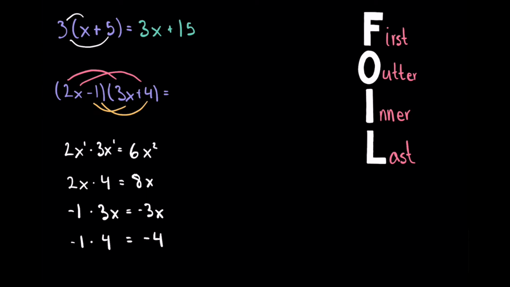All right, perfect. Let's write these out in order. So we have 6x squared, then plus 8x, and then minus 3x, and finally minus 4. And so we have our expanded expression, but there's a little more we could do to simplify this.